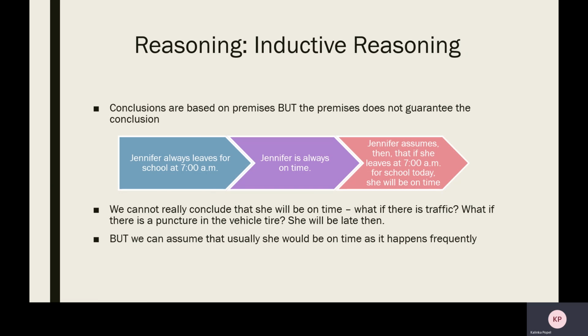So inductive reasoning, on the other hand, is where conclusions are based on premises, but the premises do not guarantee the conclusion. So, for example, if Jennifer always leaves for school at 7 a.m., Jennifer is always on time. So Jennifer assumes that if she leaves for school at 7 a.m. today, then she will be on time. Generally we would think that this does make sense and that most likely she will be on time.